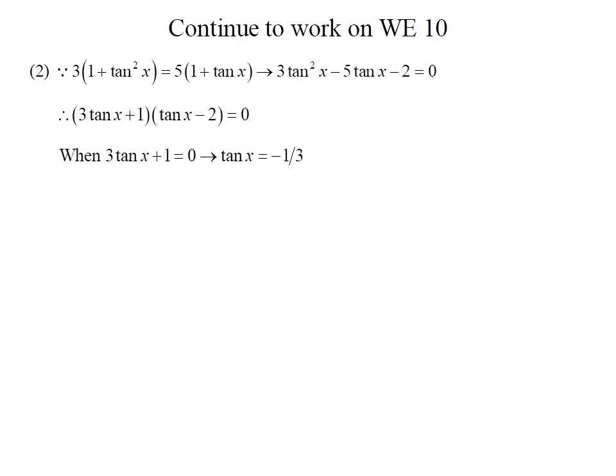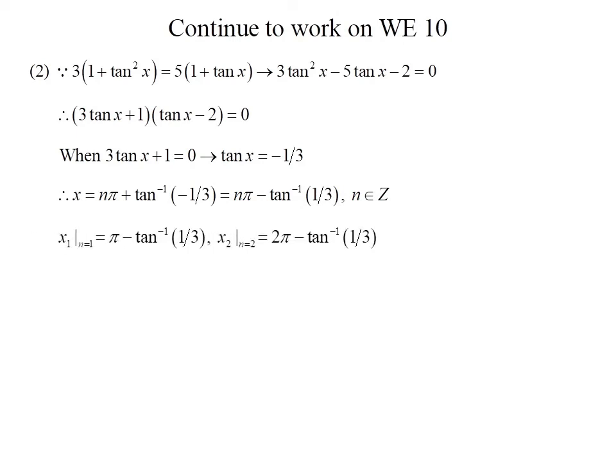When 3 tangent x plus 1 equals 0, tangent x equals -1/3. Hence, x equals n pi minus arctangent of 1/3, where n is an integer. Based on that, x sub 1 equals pi minus arctangent of 1/3 when n is 1. X sub 2 equals 2 pi minus arctangent of 1/3 when n is 2.